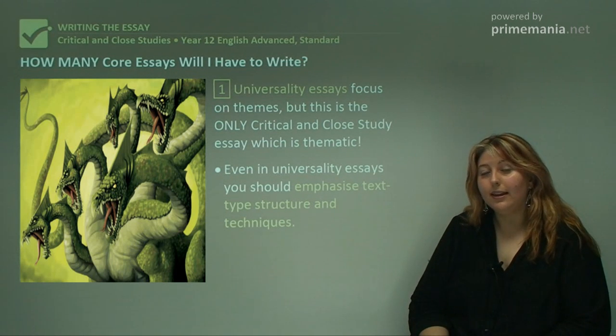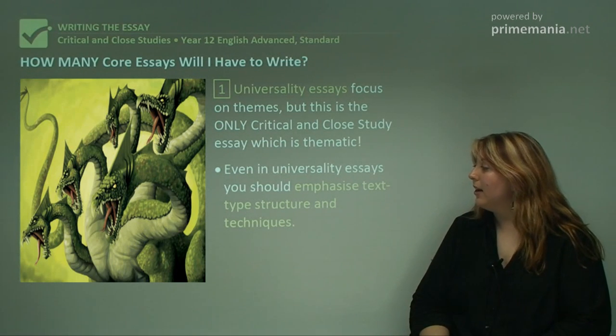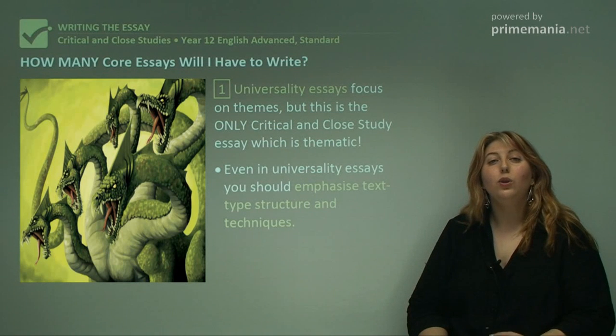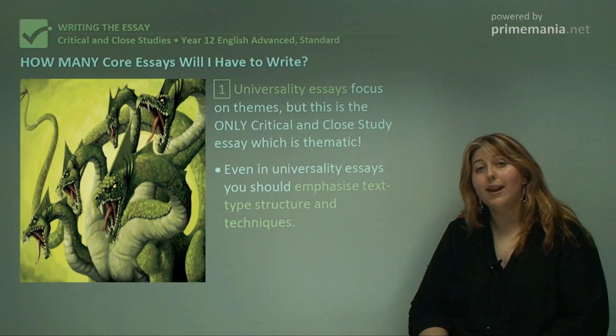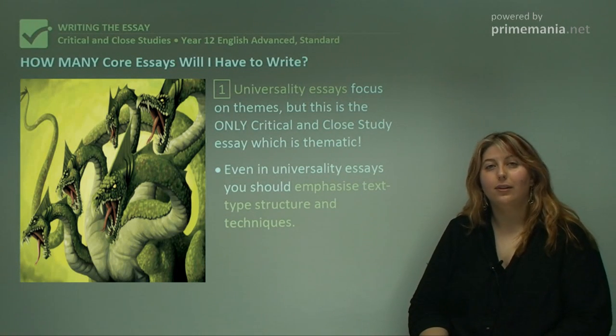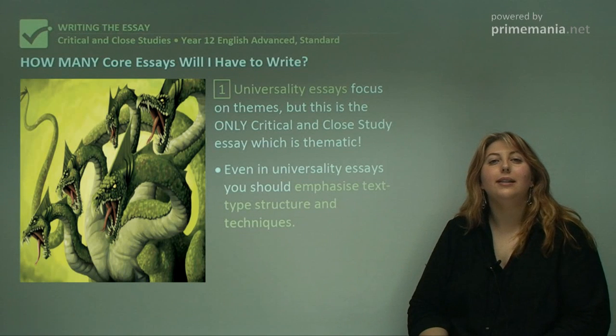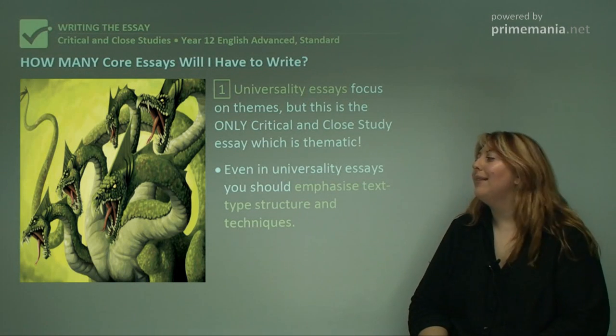Even in a universality essay, you should be emphasizing text type, structure and techniques, and often you're the one who has to realize this. It won't necessarily be laid out in the question. So you should be thinking about things like novel structure or dramatic technique, how you're going to focus on language, how you're going to bring up the ideas of characters and relationships and relate them back to the theme.